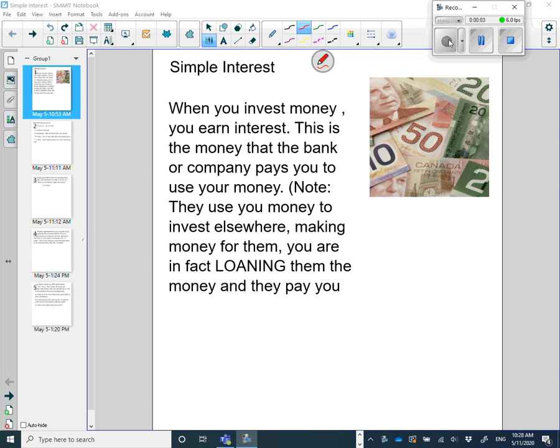Hi there, this is a grade 9 Transmath lesson on simple interest. So when we talk about interest, we're talking about money.